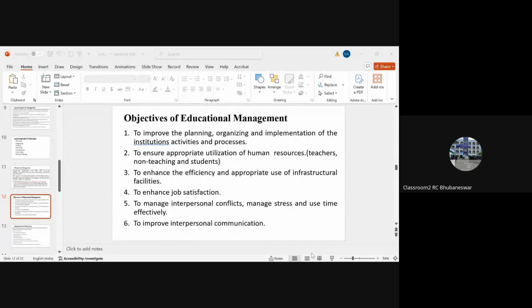To enhance job satisfaction. Teachers are working, but a few teachers are not getting job satisfaction. So it is the duty of the educational management to see how to give job satisfaction to the teachers.